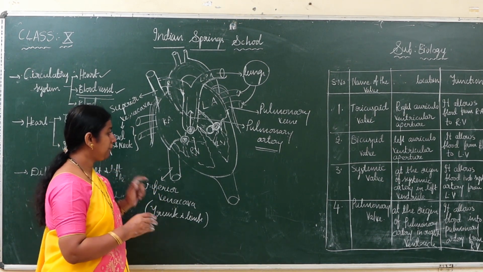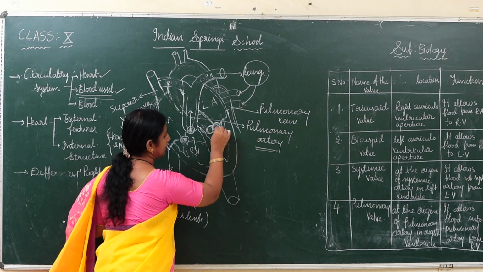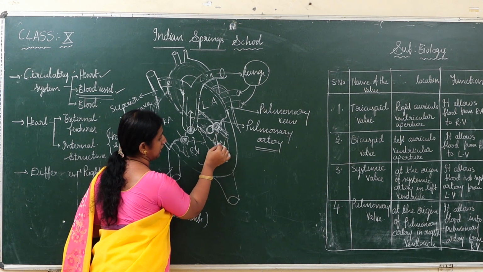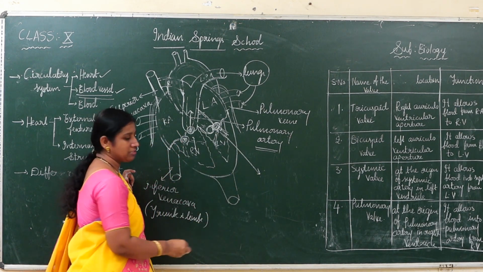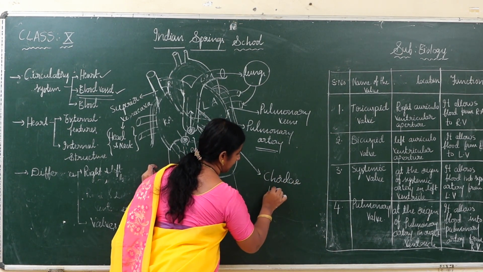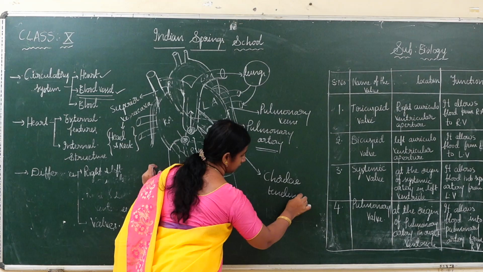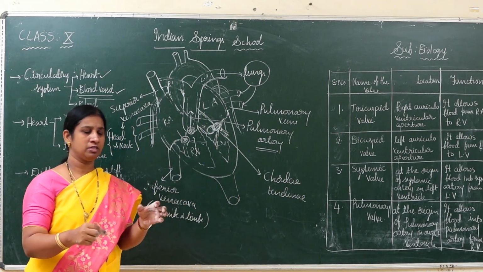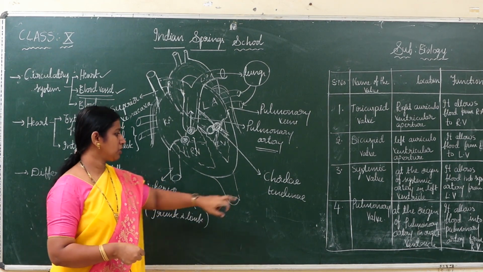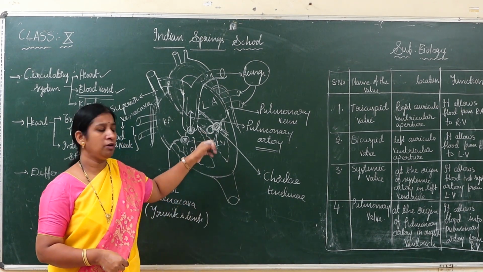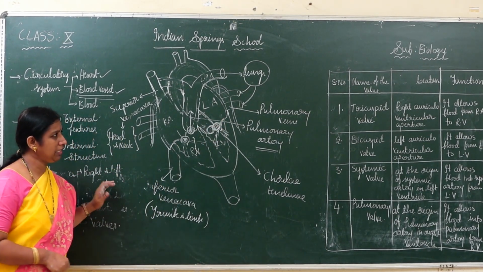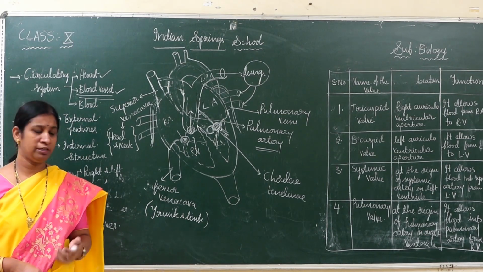Another important point: how do these valves stay in the same position, the same place all the time? With the help of a special tissue, children. This tissue is called chordae tendineae. These are fine fiber-like structures. These fibers are useful to hold the valve in that particular position. So chordae tendineae play a very important role in keeping the valve in the same position. So this is about the valves. I hope you all understood the concept.